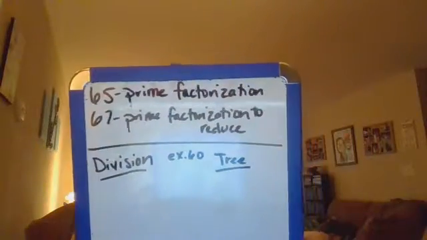Okay, so this first video, we're going to do lessons 65, 66, 67, and 68 all together. We are going to start actually with lessons 65 and 67. We're going to do those two at the same time, and then we'll do 66 and 68. 66 and 68 are pretty much the same thing, and 65 and 67 really go together. So we're going to do it that way. So 65 and 67 are both about prime factorization.